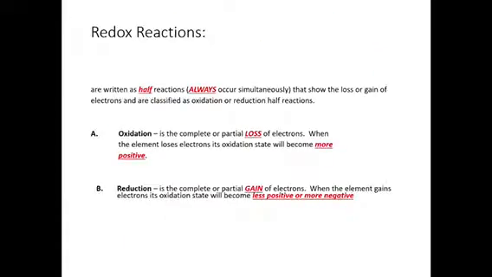All right, so now let's get into what actually is a redox reaction. First of all, they are always written as half reactions, okay? And they always occur simultaneously, meaning at the same exact time. One doesn't occur before the other. You can't have one without the other. So if you can tell that something's oxidized, something has to be reduced. Sometimes it gets a little tricky figuring it out, but we will be able to do that, okay?